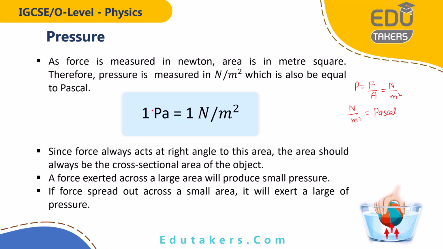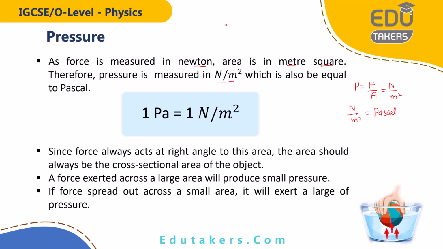Here the relation between the Pascal and Newton per meter square is given. So you can see here, a force is measured in Newton, area is measured in meter square. Therefore, pressure is measured in Newton per meter square, which is also be called as Pascal. And 1 Pascal is equals to 1 Newton per meter square.